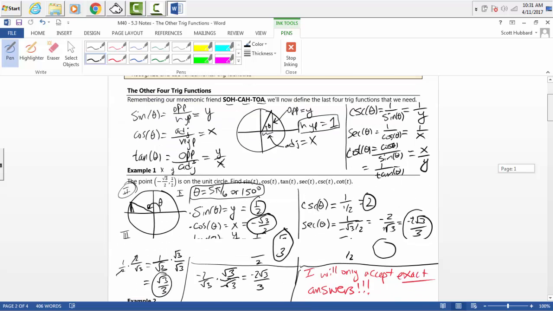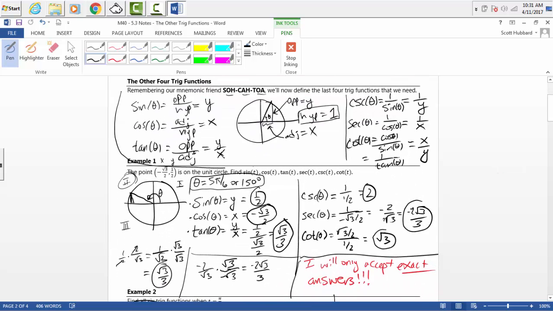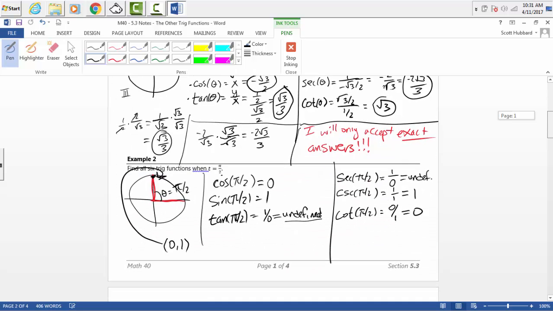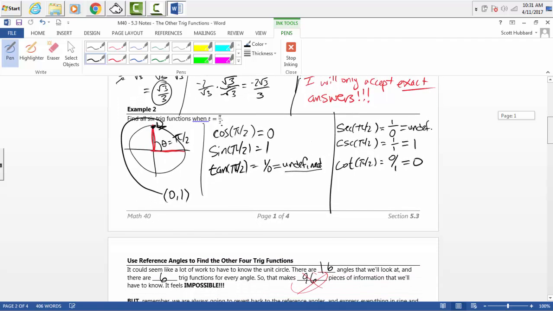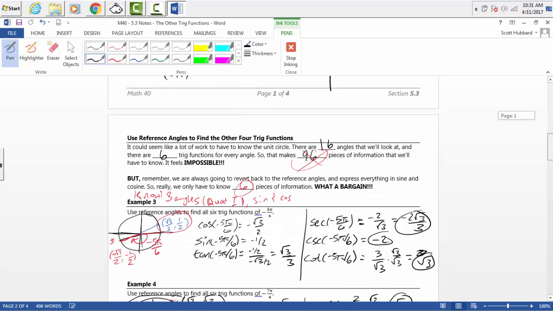And so really you just have to remember what they're defined as. Sine is the y, so remembering this is important. Sine is the y, cosine is the x, tangent is y over x, and then the reciprocals. Secant is 1 over x, cosecant is 1 over y, etc. Okay?